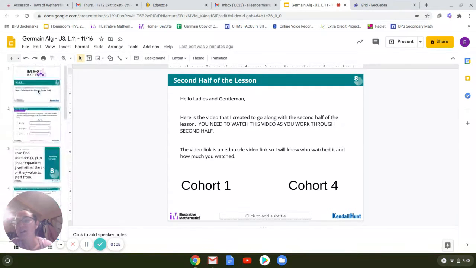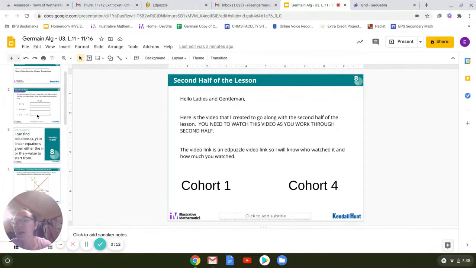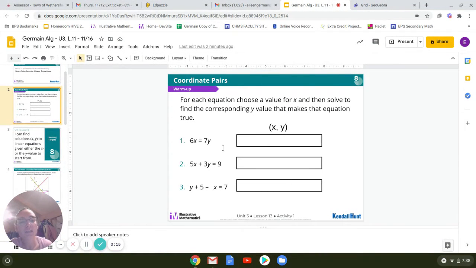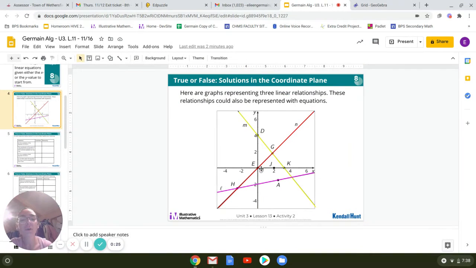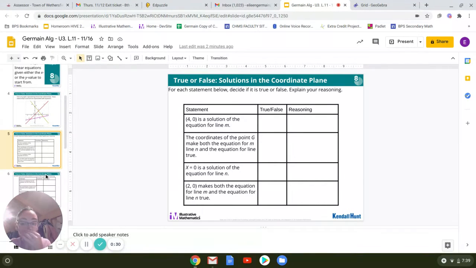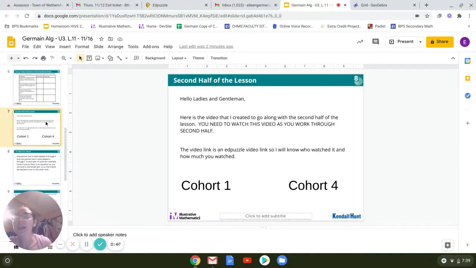We went through slides 1 through 6 in class today. If you think back, we talked about first finding some x and y values, some coordinates that would make the equation true. Then from there, we looked at this grid that had 3 different equation lines on it, and we had to answer some true and false questions about those grids, giving reasoning as to why we thought they were true or false.